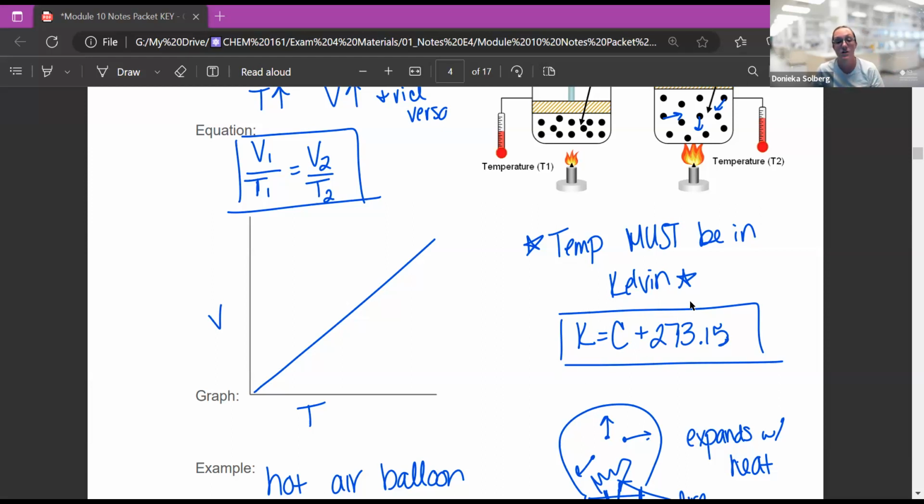So if I do ask for Celsius or I give you a temperature in Celsius, which will happen because we use Celsius a lot to measure temperature, you do have to be able to convert it to Kelvin before you plug it in. So just add 273.15.